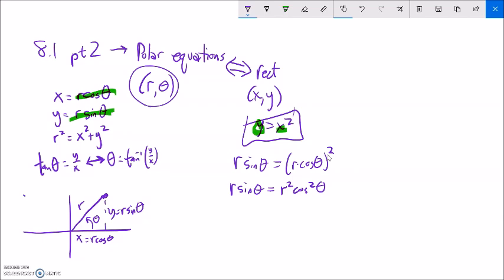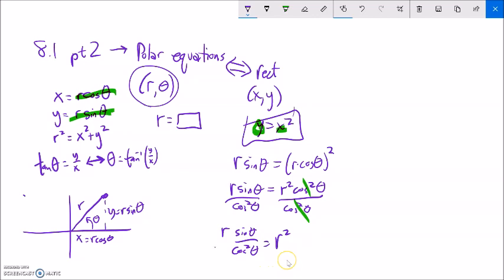Now, when I write polar equations, they're going to be of the form r equals. They're going to be solved for r. So I'm going to do a little bit of manipulation here to get r all alone. Let's see. I could divide both sides by sine theta to get it. No, how about I divide both sides by cosine squared? So notice over here, it divides out. And that will leave me with r times sine theta over cosine squared theta equals r squared.